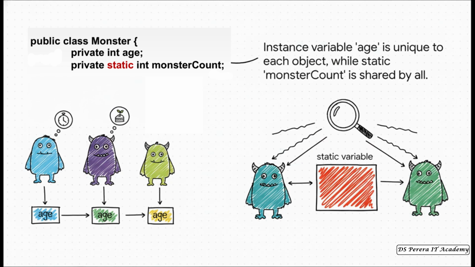This diagram makes the difference so clear. On one side, you've got the instance variable age. Notice how each monster has its very own copy with its own value. But on the other side, look at monster count. All three of those monster objects are pointing to the exact same single shared variable. That means if one monster changes it, the others will see that change instantly.